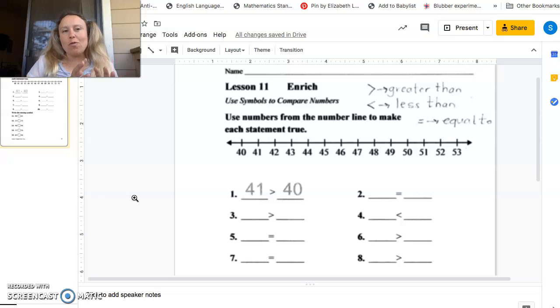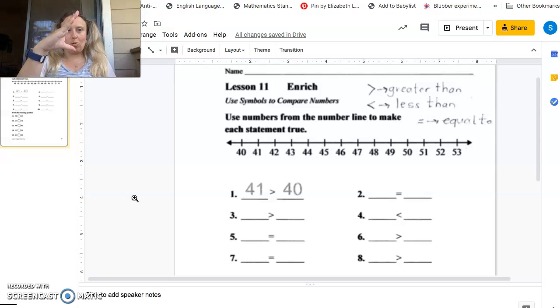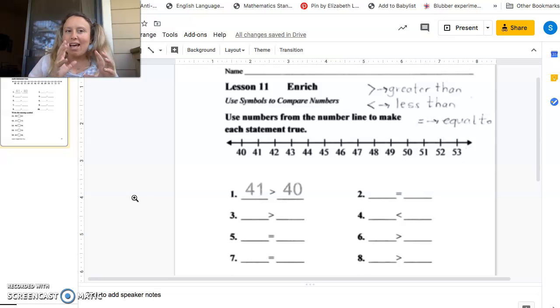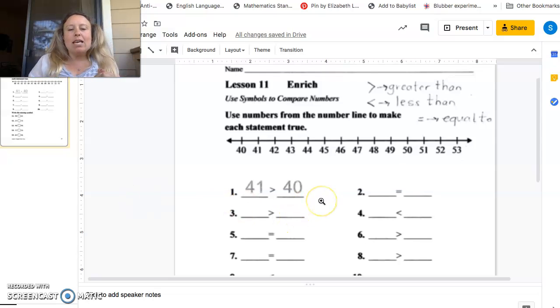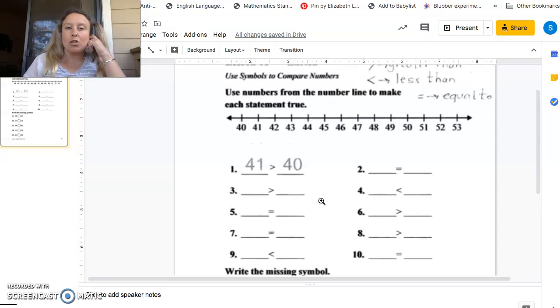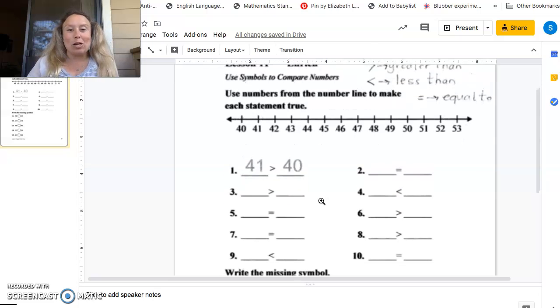So this is from the lesson that we did last week where we talked about greater than, less than, and equal to. So remember when we had that shark and we spoke about how the shark wants to eat the bigger number, the greater number. So what's happening here is this is our extension page. So you will be able to do this. This is not that hard, but I do want to show you what to do.